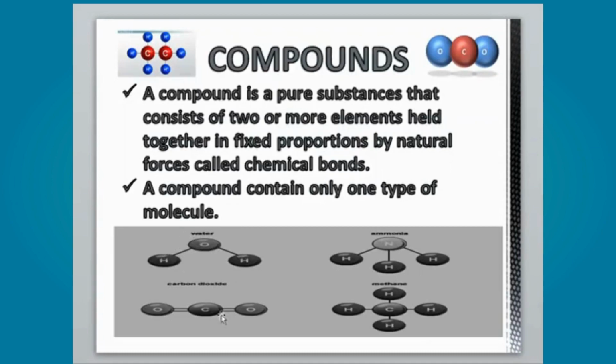For example, water molecule, carbon dioxide molecule, ammonia molecule, and methane molecule. If we are talking about the water molecule, all water molecules have one oxygen and two hydrogen. All ammonia molecules contain one nitrogen and three hydrogen. A carbon dioxide molecule has one carbon and two oxygen. A methane gas molecule has one carbon and four hydrogen atoms. Means compounds are fixed in proportion. Their elements are fixed in number.